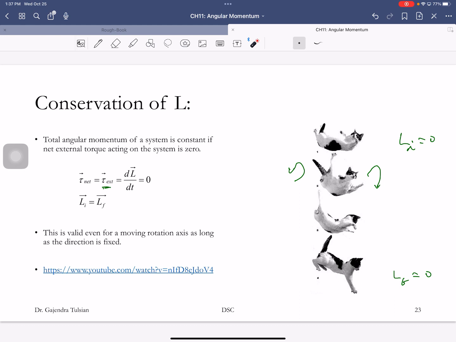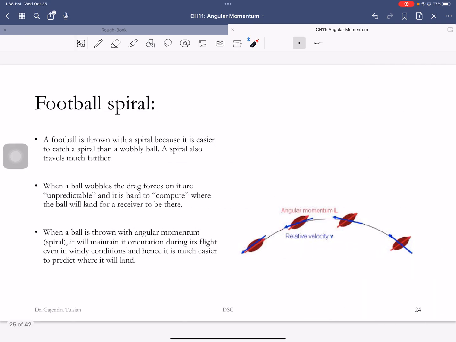And we actually, so this is not silly. We use this to turn satellites, and we'll come to that in a little bit. So here's another application. This relative velocity is when you throw the football forward, that's the wind velocity of the wind. Why do we throw the football with a spin?